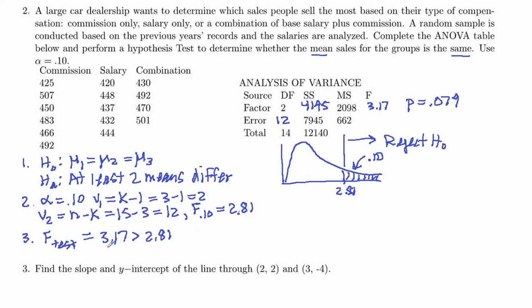And then we see that our test statistic of 3.17 falls here. Well, that's kind of a deformed 8.1 there. That's supposed to be 2.81. And then we got our 3.17, and that is in the rejection region. So this tells us that we reject the null hypothesis.